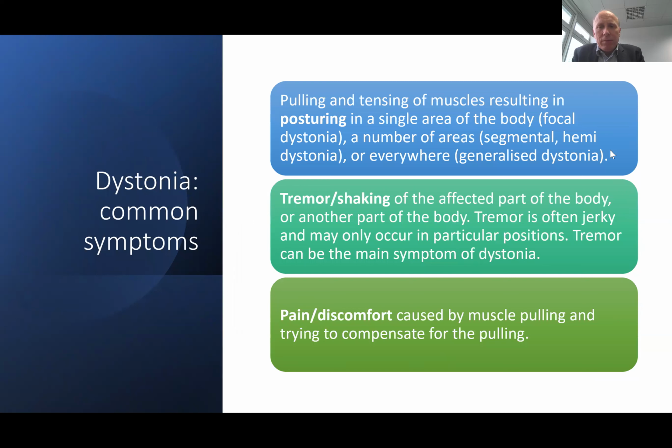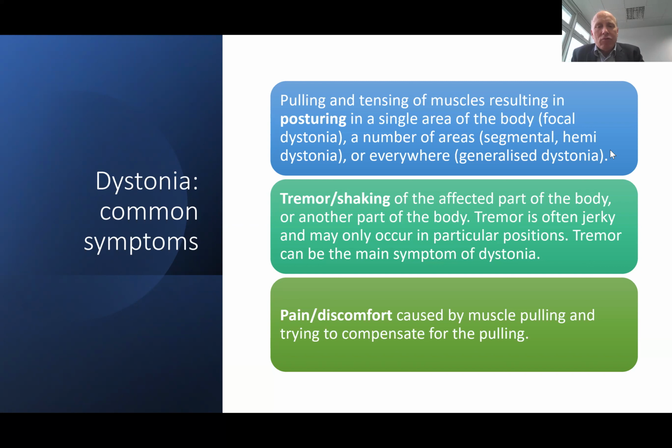So I was going to talk through some common symptoms that people who have dystonia would tell me about in clinic. So the first is of pulling and tensing of muscles. So that means that when the muscles pull, particularly around a joint, for example, in the hand, you might pull up one side and not the other side, that you get abnormal posturing. And that can affect just a single area of the body. So that's sometimes called focal dystonia. A number of areas which are sometimes next to each other. So down one side of the body might be hemidystonia, maybe the neck and arm would be segmental dystonia, or maybe the whole body is affected, as in generalized dystonia.